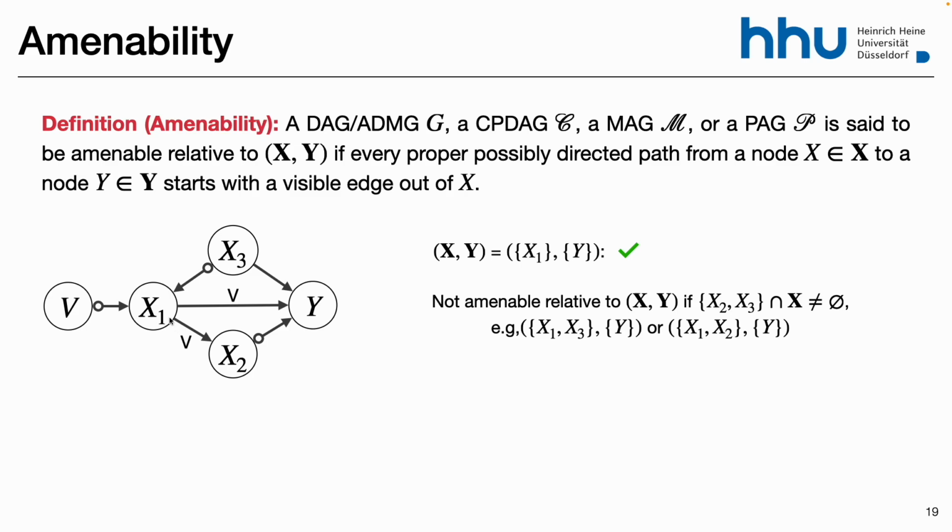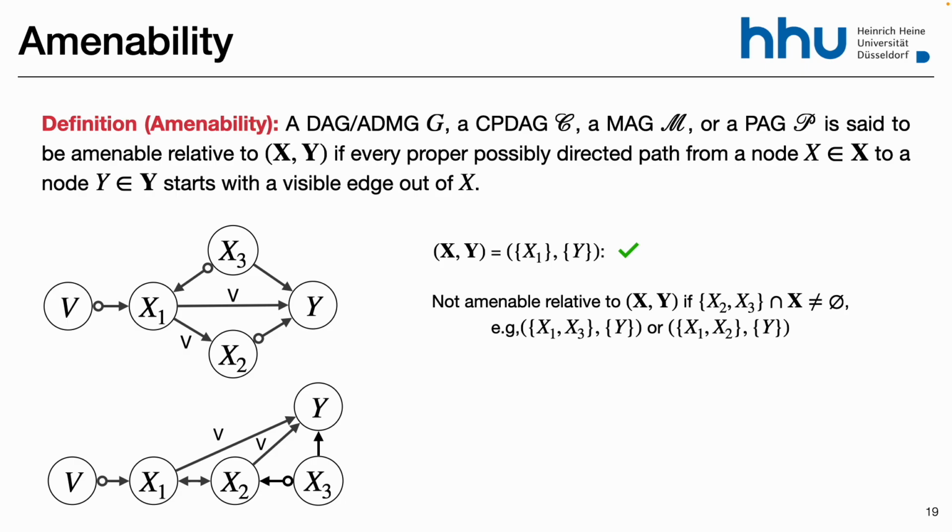So the fact that there are two directed paths means I need to check all proper possibly directed paths, or causal paths, between x and y. The two proper causal paths between x1 and y are this path and the one through x2. They both start with a visible edge. So for the pair x1 and y, it's okay. The PEG is amenable to this pair, but not to others. I have another example.